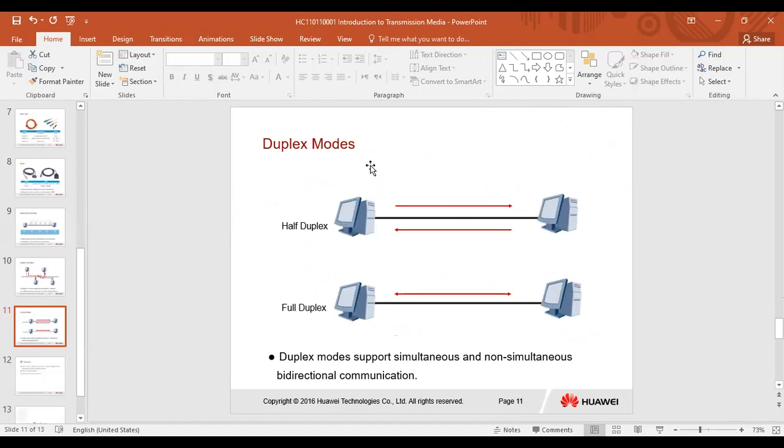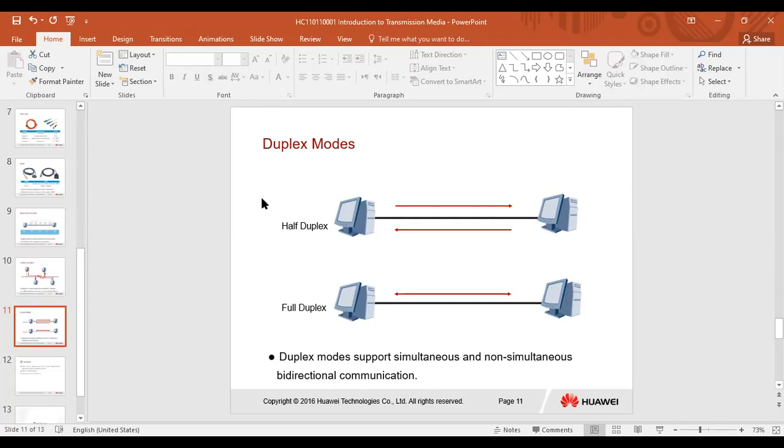The next topic is modes of transmission. There are three types of mode of transmission: simplex, half duplex, and full duplex. Simplex is one-way communication, like TV transmission or radio transmission. The radio station transmits its signal and we can receive it, or satellite dish TV, in which we are only the receiver.